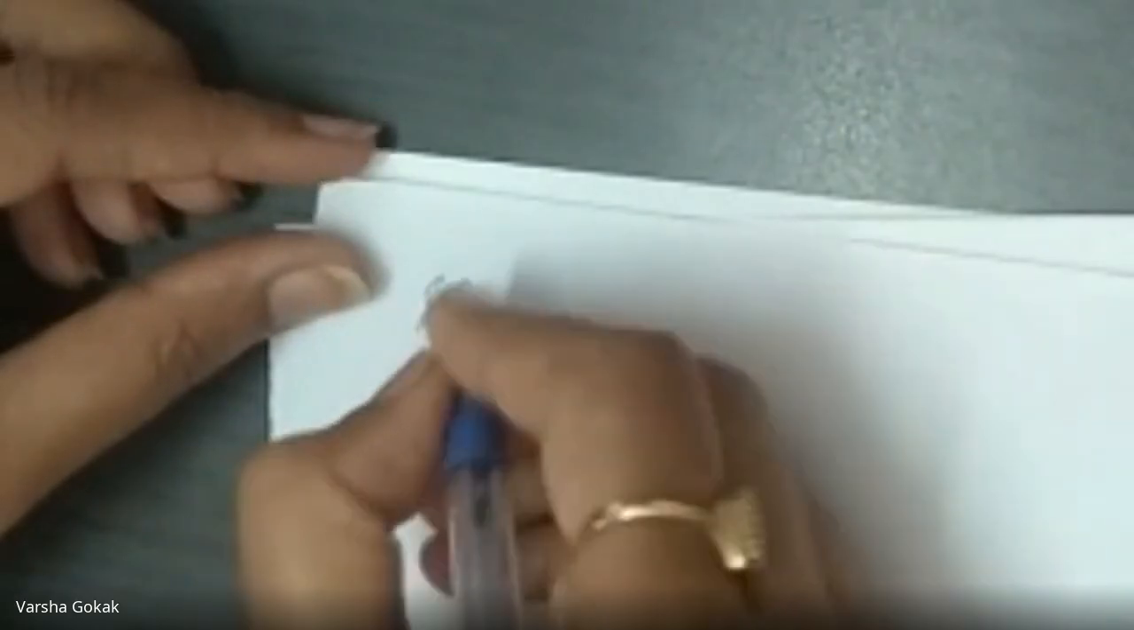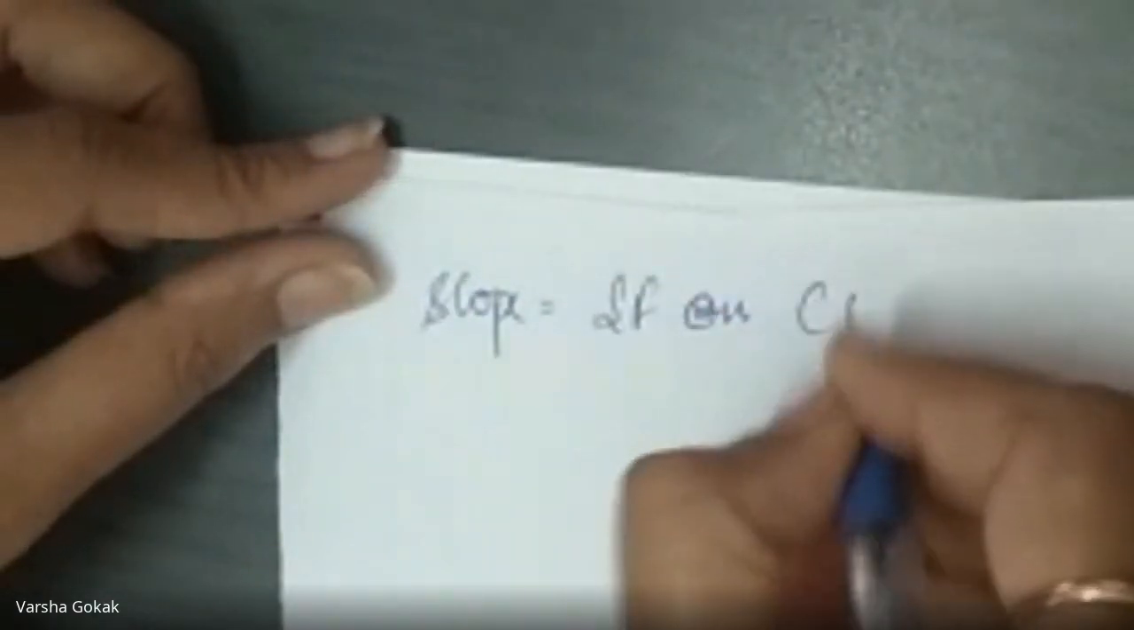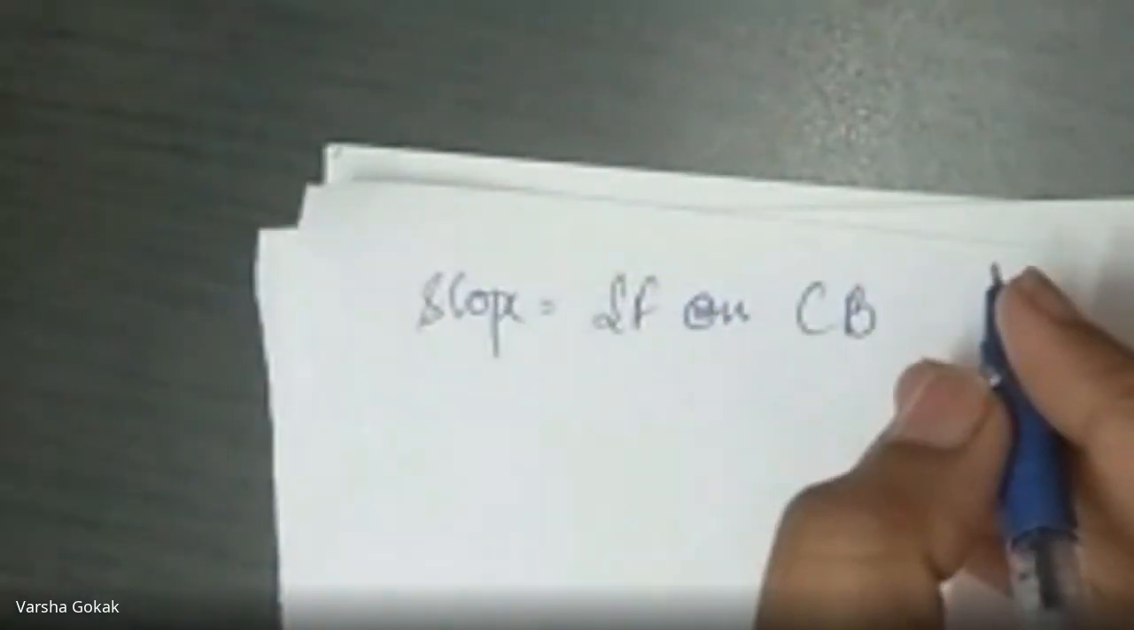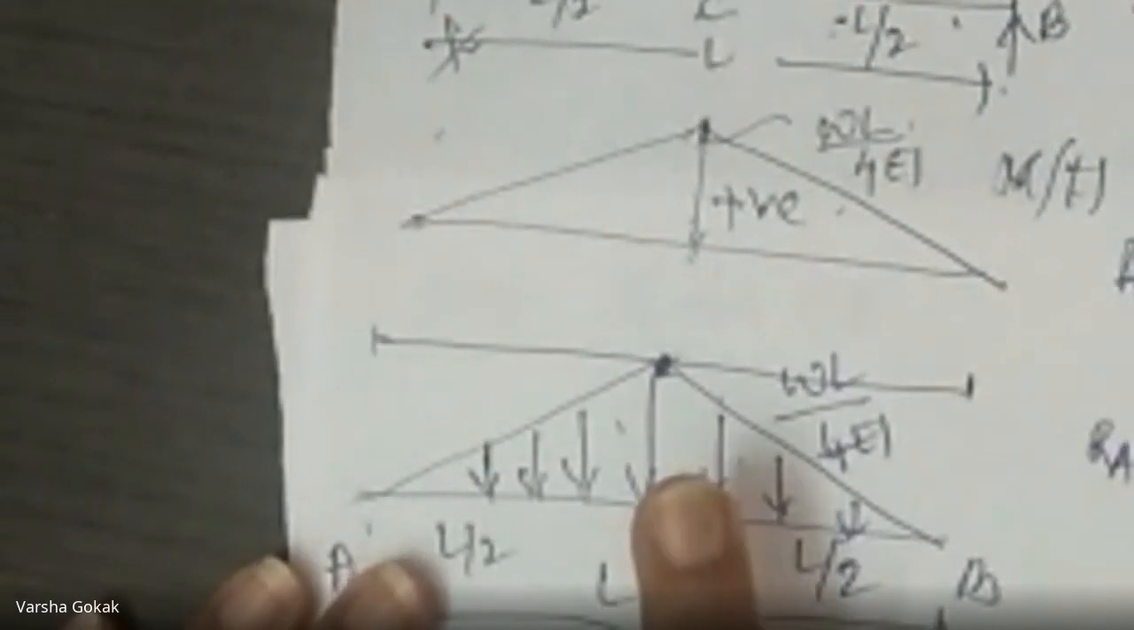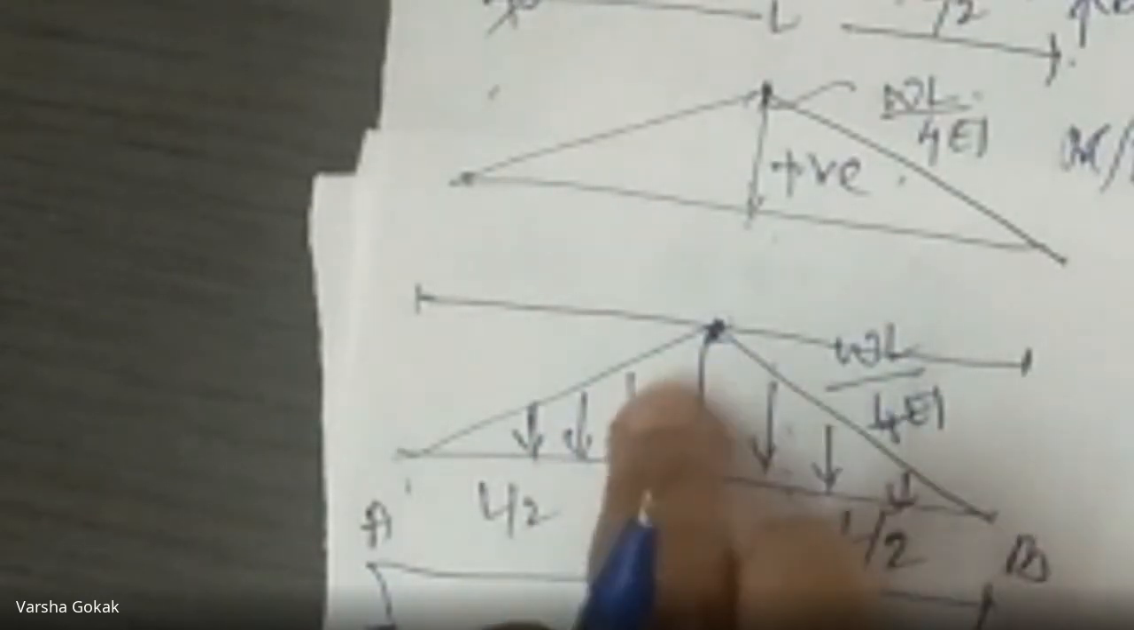Now, slope is the shear force on the conjugate beam. This is my conjugate beam. The shear force on a conjugate beam means what? The conjugate beam is a UVL now. So if I want the shear force here, Ra plus Rb is equal to this force that is coming down. What is this force that is coming down? It is the area of these two triangles.